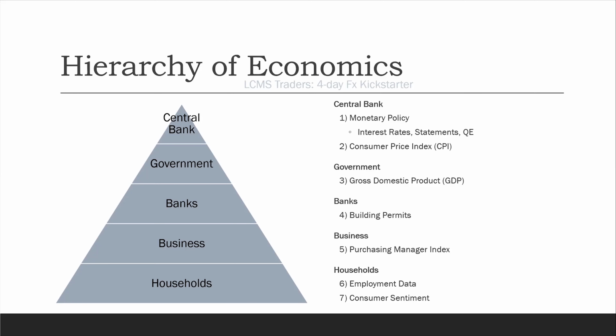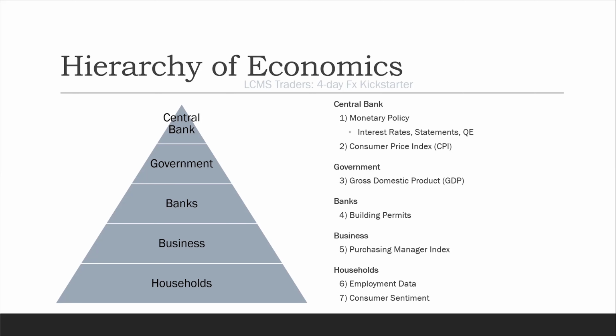The next one up will be businesses. The news with this will be the purchasing managers index. After that will be banks. The news with this is building permits. Then government, which is the gross domestic product, the GDP. And then central bank, right at the pinnacle of this pyramid, which is the monetary policy from the interest rates, the statements, and possible QEs, and also CPI, the consumer price index, which is an inflationary measure of data.